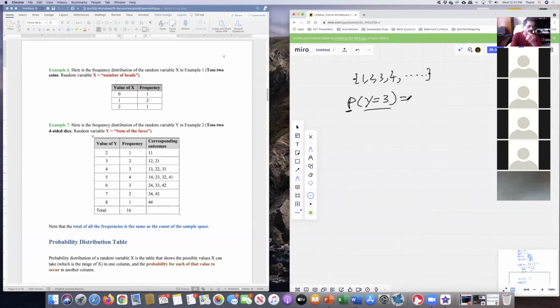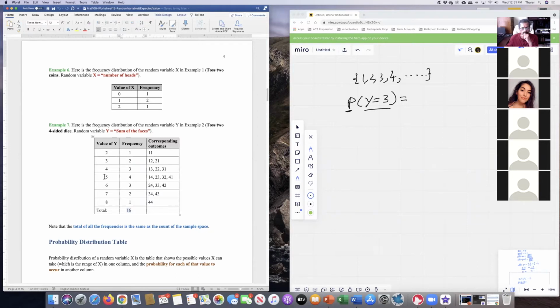Okay, now look at the table. How many elements in the sample space will give you the value 3 for the random variable? They're right here, 2. So what is the probability for y to be equal to 3? 2/16. 2/16, exactly. Very good. So it's the same as this frequency divided by total frequency. See that? Okay, one more example.